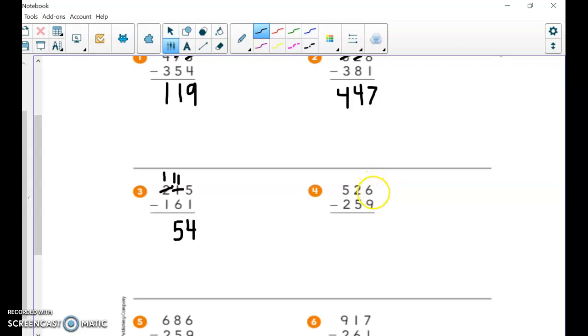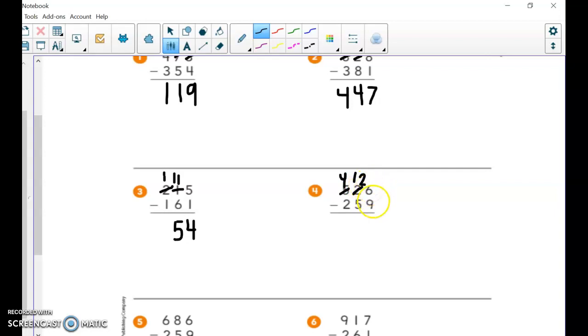All right, let's start in that ones place like we've learned. We have 6 minus 9. Can we do that? Nope. We have 2 minus 5. Can we do that? Nope. So we have to go all the way over to the hundreds and ungroup. Instead of 500s, it's going to become 400s. Instead of 2 tens, it's going to become 12 tens.